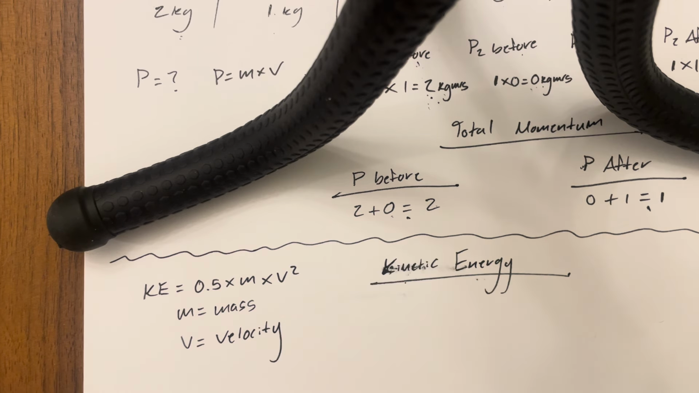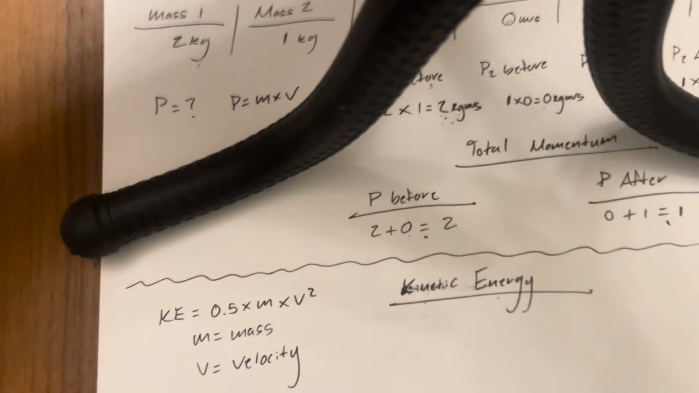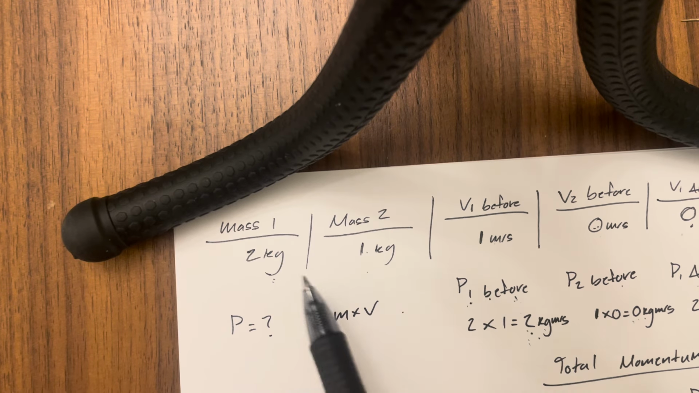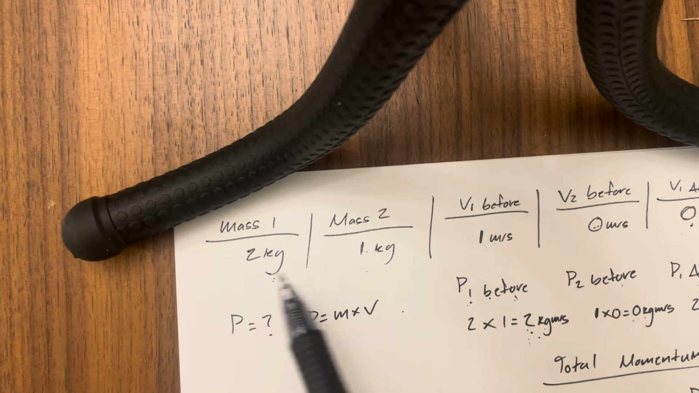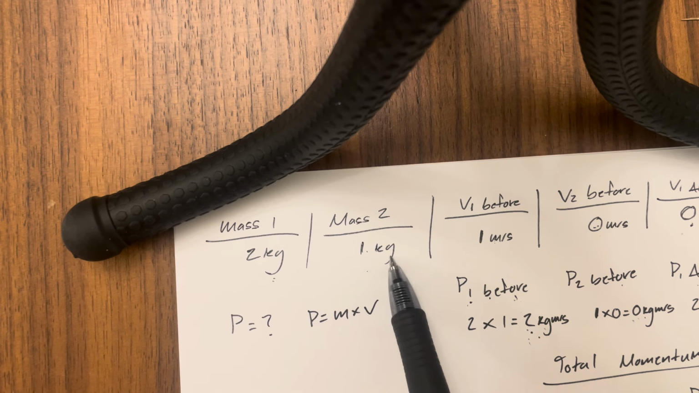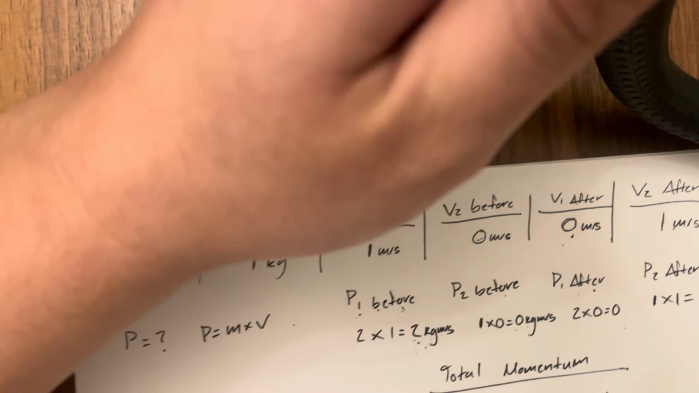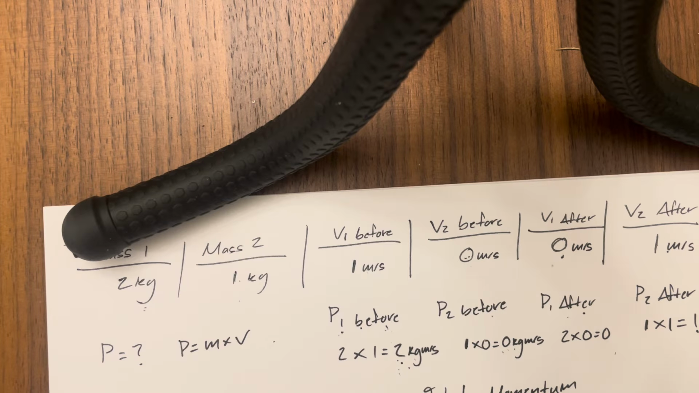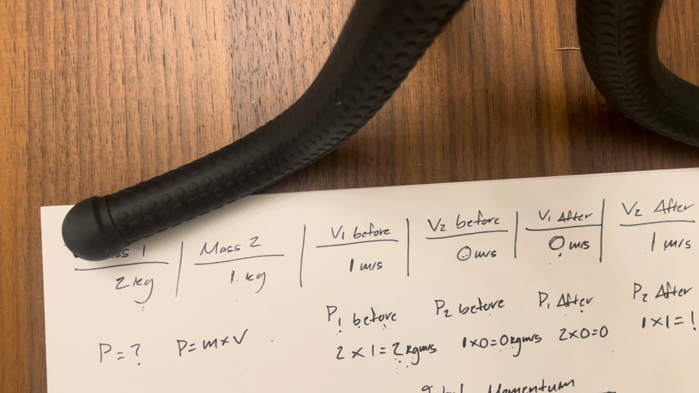If we look back up at the top, we are given our masses. Here are my example ones. And you are also given your velocities. Here are my examples, but you are given velocities in your table. So let's go ahead and do that.